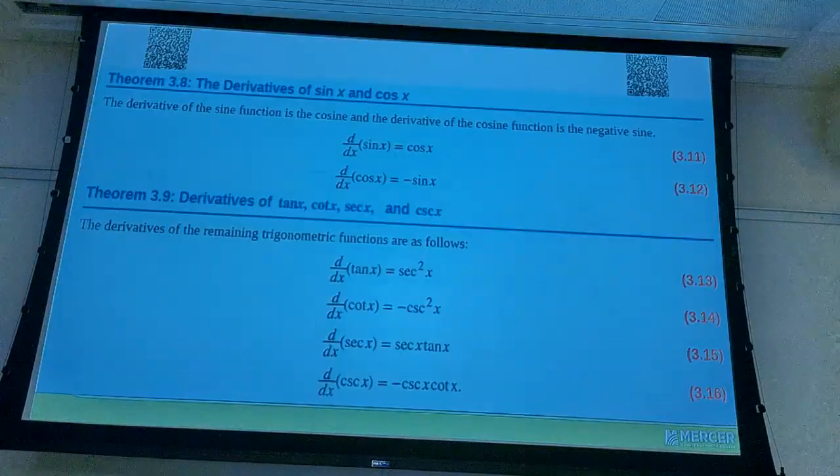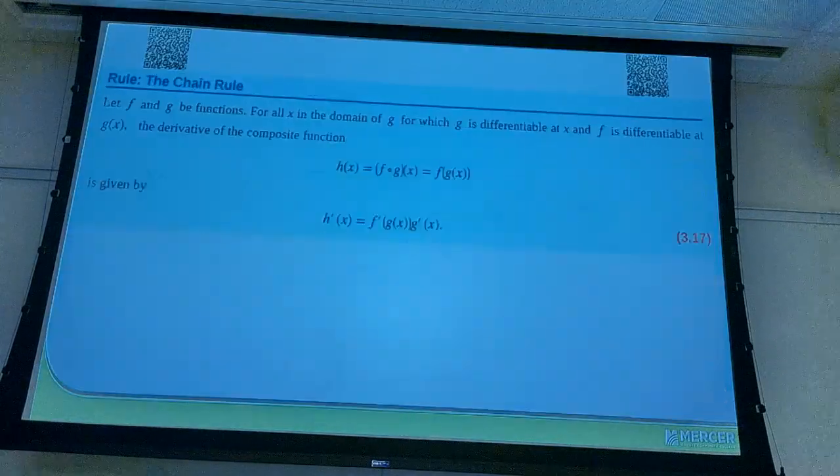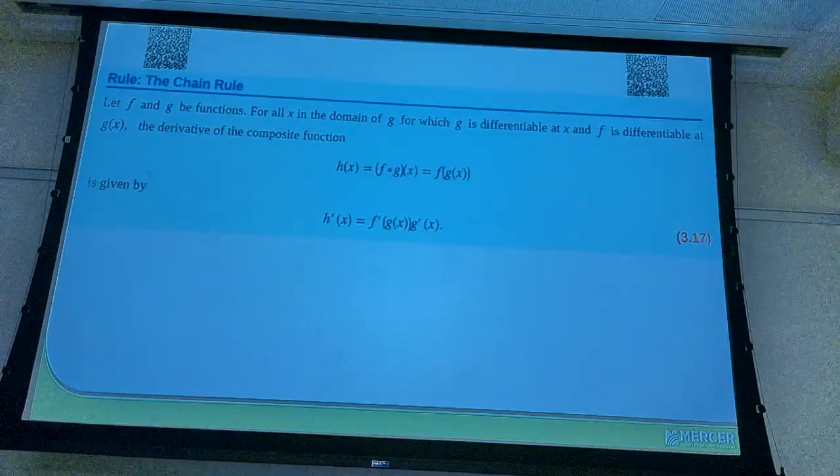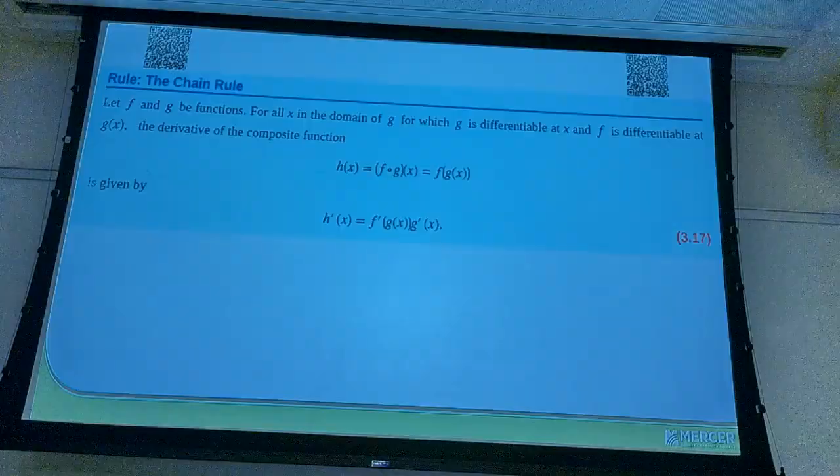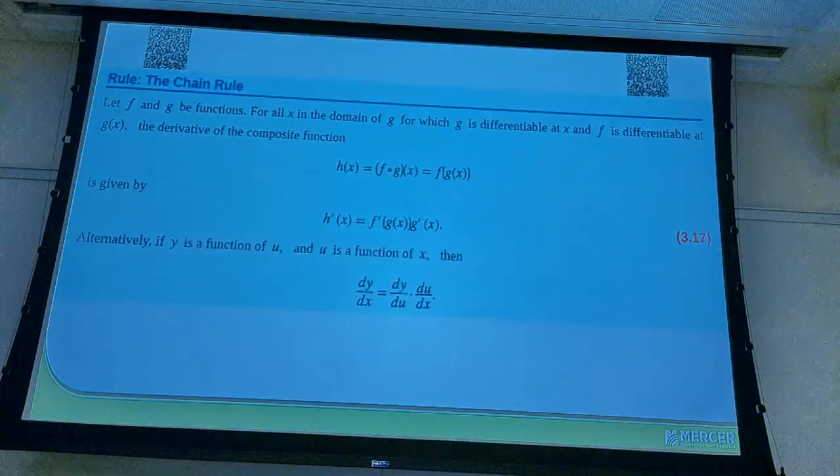At the same time, I'm going to look at the chain rule. Chain rule gives us a way of finding the derivative of a composition of functions. So you're given a composition, f of g, the derivative is f prime of g of x times g prime of x. Alternatively, using Leibniz notation, dy/dx is dy/du times du/dx.